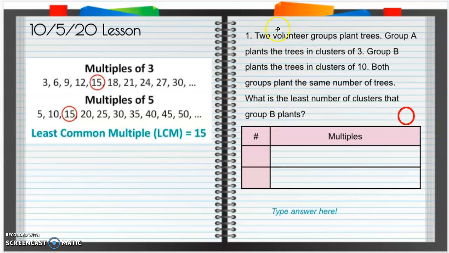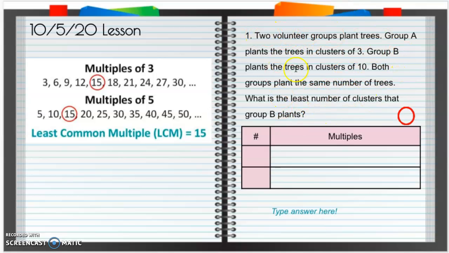But now we have a scenario, meaning we have a word problem. Number one: two volunteer groups plant trees. Group A plants trees in clusters of 3. Group B plants trees in clusters of 10. Both groups plant the same number of trees. What is the least, or the smallest, number of clusters that group B plants?